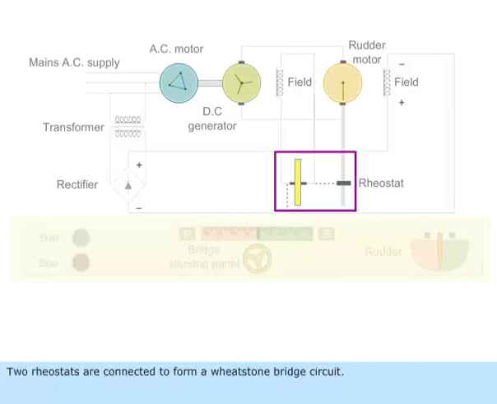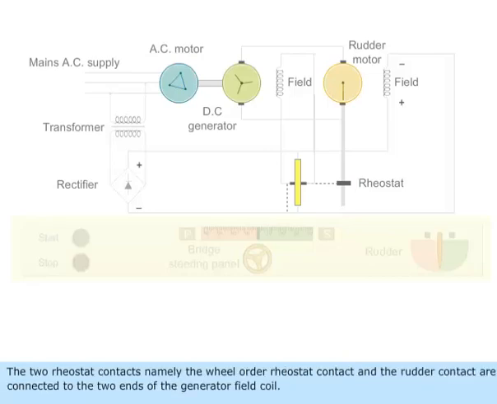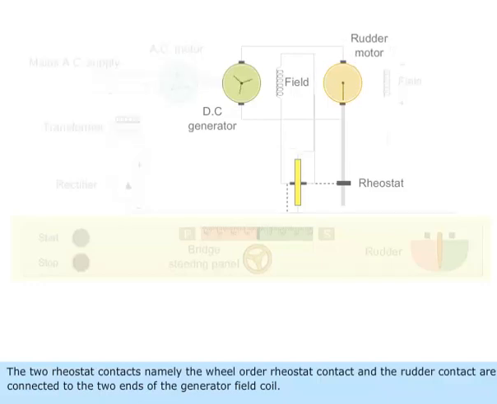Two rheostats are connected to form a Wheatstone bridge circuit. The two rheostat contacts, namely the wheel order rheostat contact and the rudder contact, are connected to the two ends of the generator field coil.